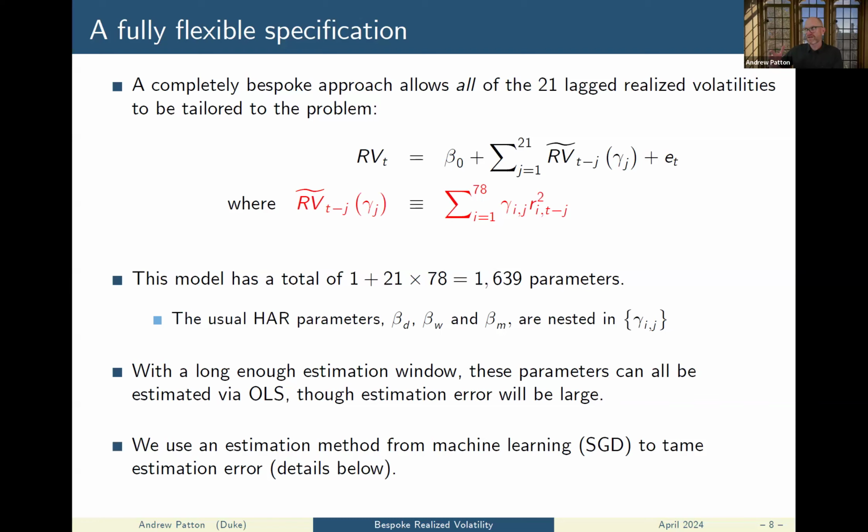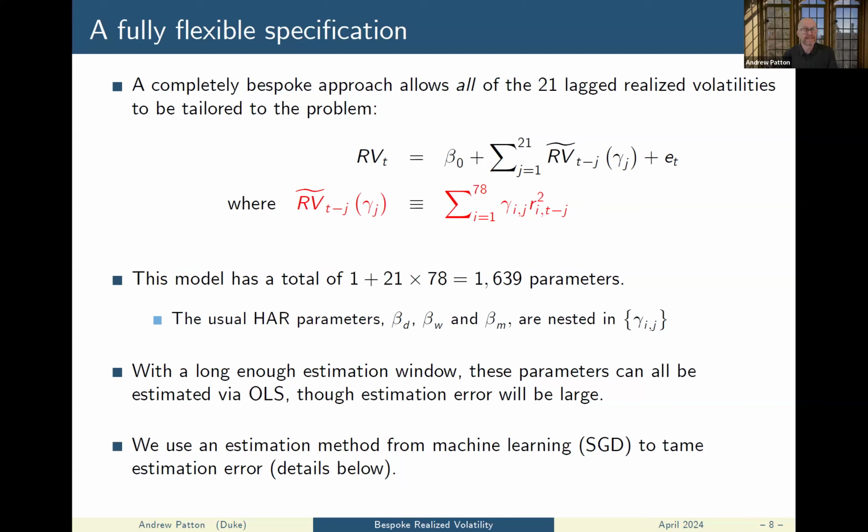Okay, so I'm going to show you 3.5 sort of models where we tailor the realized variance to the problem. The first one we're going to consider is the most flexible one, and that is where we recognize that we have 21 lags of daily realized variance on the right-hand side, and each one of those 21 lags contains 78 5-minute returns. So the most flexible thing one could do is just give each of those lagged squared 5-minute returns its own free parameter. So this is just a huge model where each one of those could matter differently from the other. It leads to a total of about 1,600 free parameters.